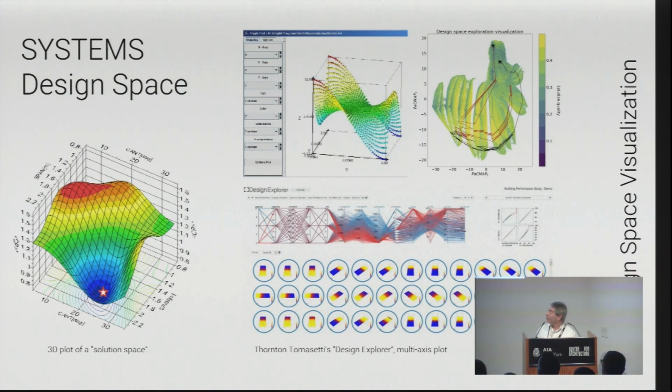So several techniques have been developed. We can see what the different parameters look like, what might be the optimal form. We don't see the forms themselves, although with Design Explorer, we might get a hint of it as we select different lines in the multi-axis plot.